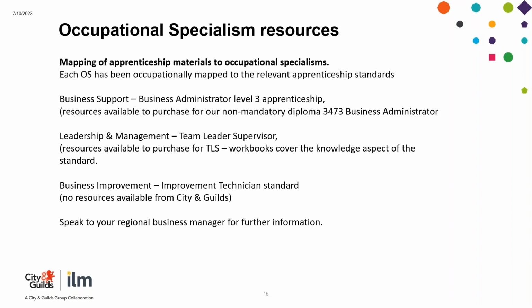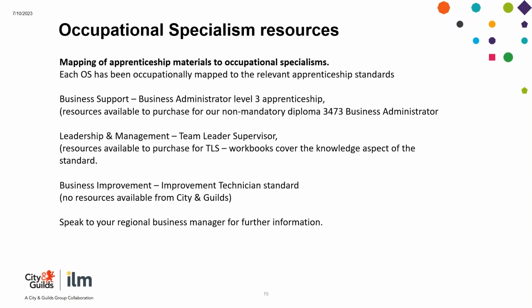Now, although we don't provide T-level resources directly associated to each OS, we do have knowledge-based resources for the apprenticeship standards. For instance, we have a non-mandatory diploma, the POS code for that is 3473, called Business Administrator, and it's directly linked to the level 3 Business Administrator apprenticeship. Because they are mapped, the knowledge content of the Business Administrator naturally fits the business support knowledge. So if you are looking for schemes of work, PowerPoints, etc., the non-mandatory diploma 3473 would be of use.